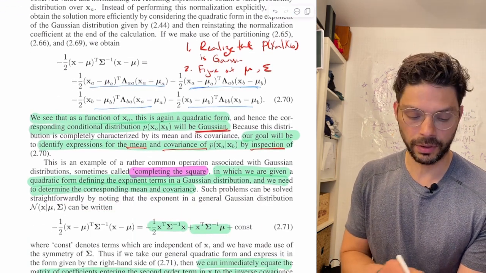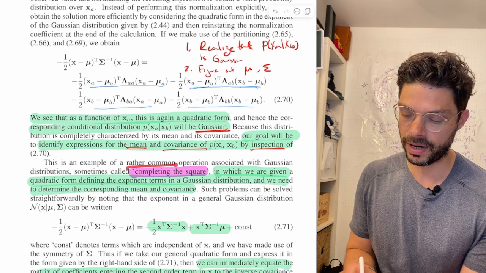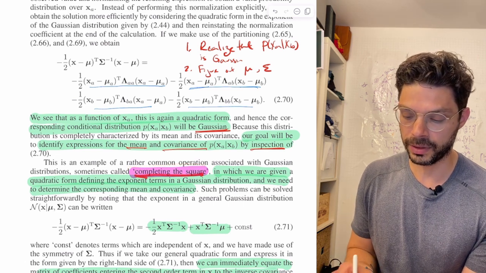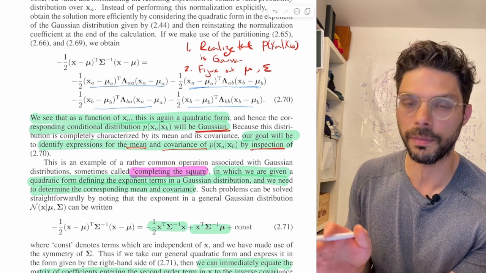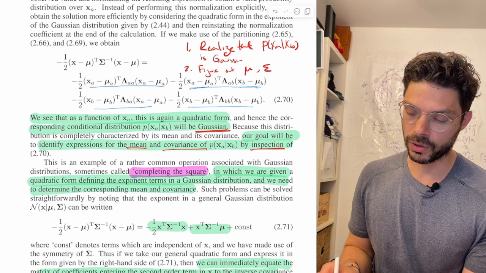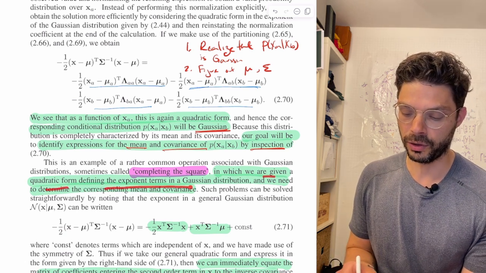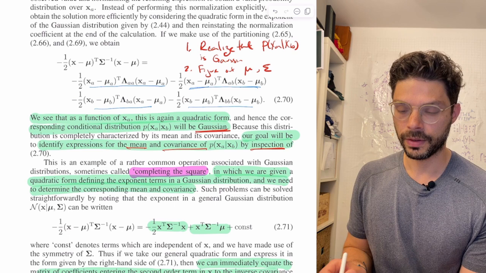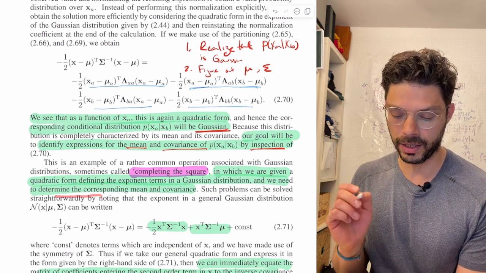This is an example of a rather common operation called completing the square. This is a really useful thing to know about. It's very simple, and it comes up all the time. We're given a quadratic form defining the exponent terms in a Gaussian distribution, and we need to determine the corresponding mean and covariance.